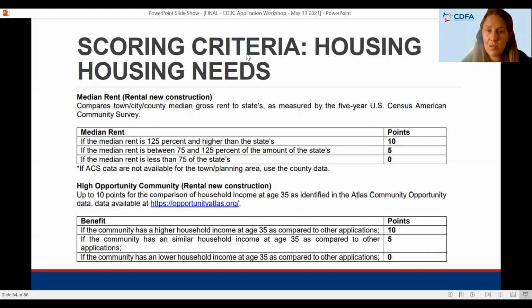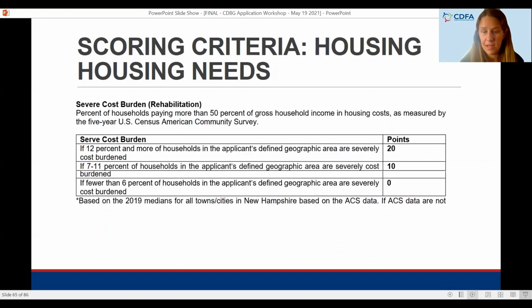If there are any further questions on that, please add them into the question and answer now, and we'll be sure to get those answered. All right, well, we'll move on at this point, but if questions arise, we can obviously go back and be sure to get those answered. So again, that was up to 20 points in the new construction category.